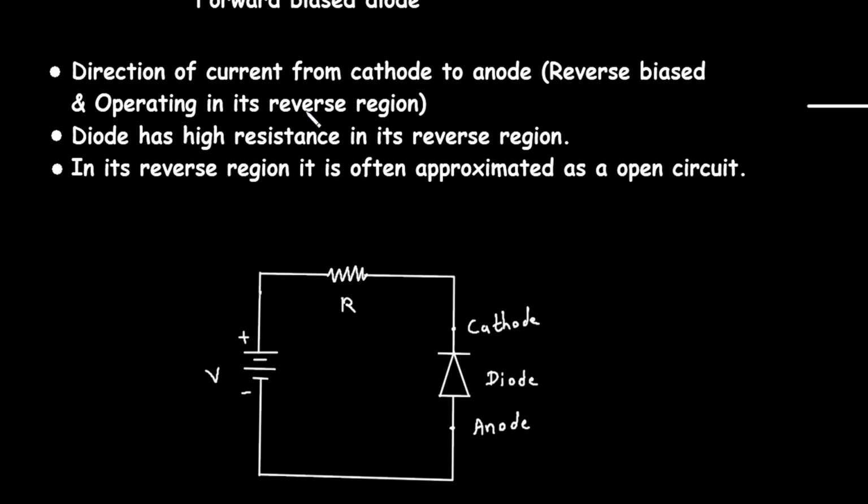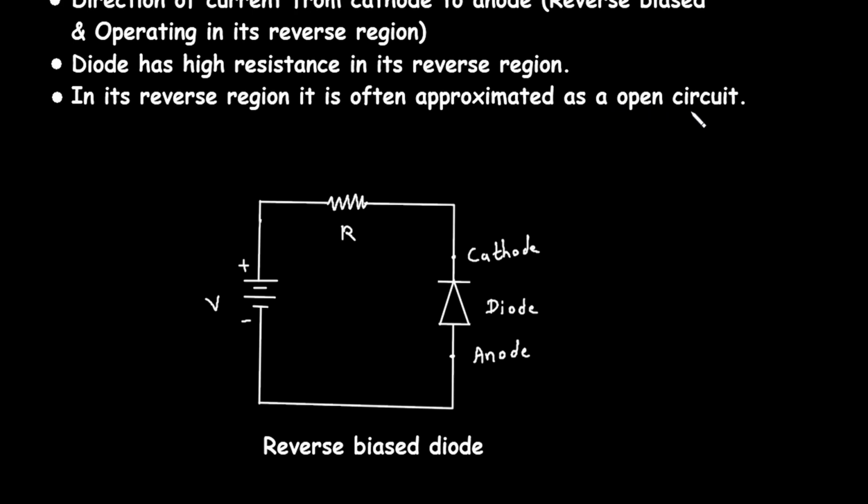And the diode will operate in its reverse region. Diode has high resistance in its reverse region. In its reverse region, it is often approximated as an open circuit. And we know that in open circuit, the current will not flow in the circuit. So here, there will be no current flow in this circuit because it is in reverse bias. So this circuit is called as reverse bias.